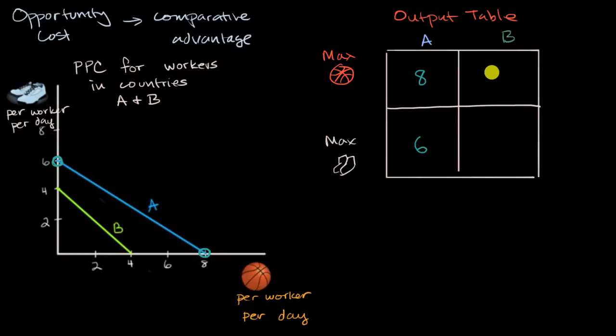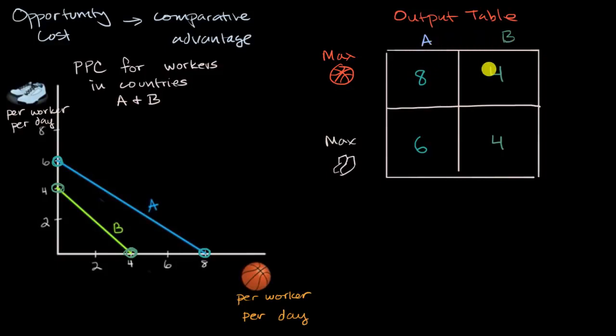And similarly, if we go to country B, I keep saying company instead of country. If we go to country B, what's the maximum number of basketballs? Well, if they put all their energy into basketballs, we get 4 basketballs and no pairs of shoes. But if they put all of the energy into pairs of shoes, they produce no basketballs. They could produce 4 pairs of shoes. And it's as simple as that. This output table is just showing the extremes from the production possibility curves for these countries.